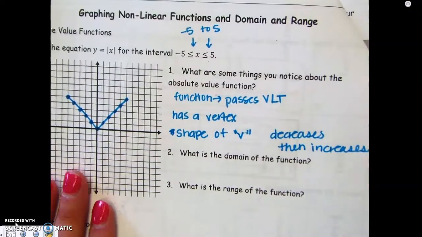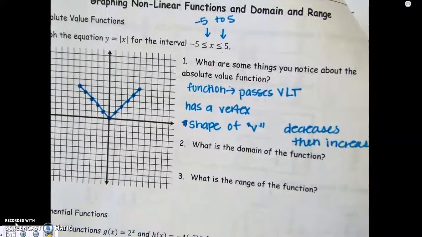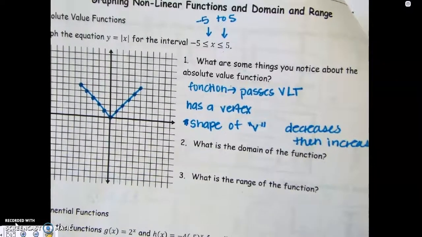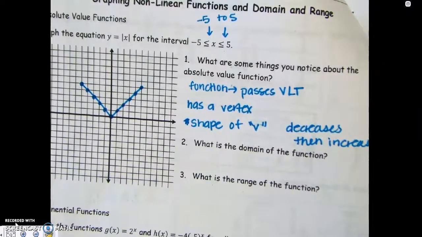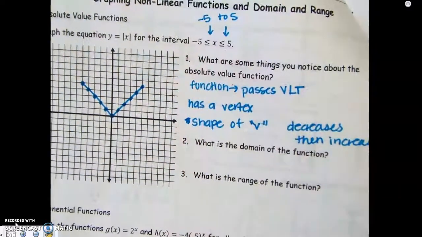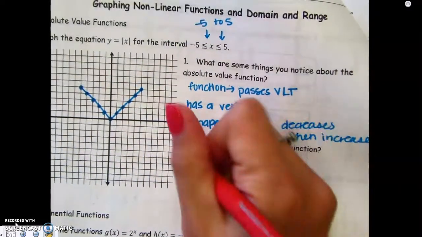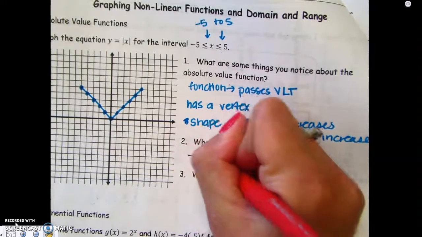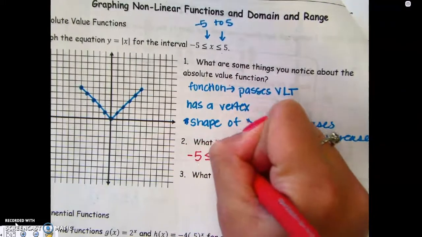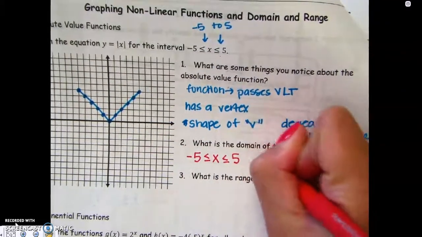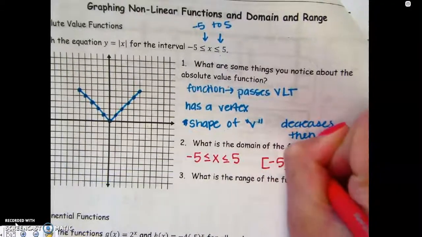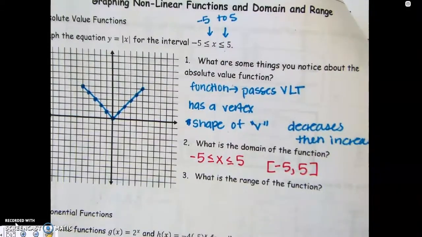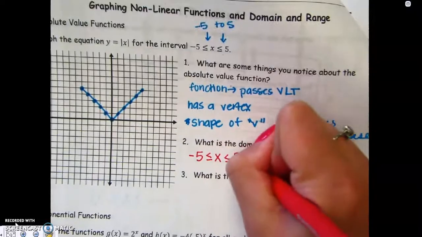Okay. So now let's look at the domain and range of this function. Because it's on a restricted interval, my domain was given to me. It wanted me to go from -5 to +5. So that's the same. You could either write it just like it was given to you in the question, or you could write it from -5 to 5. This is interval notation. Either one.